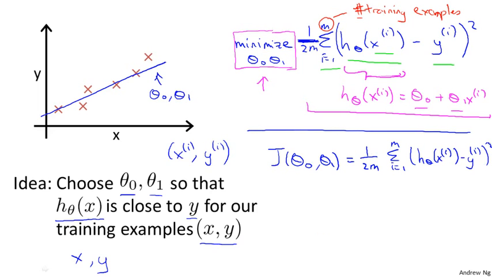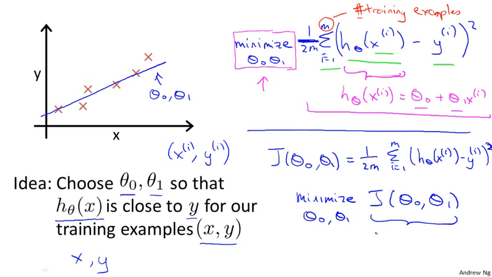And what I want to do is minimize over theta 0 and theta 1 my function J of theta 0 comma theta 1. Let me just write this out. This is my cost function. So this cost function is also called the squared error function, or sometimes the squared error cost function.